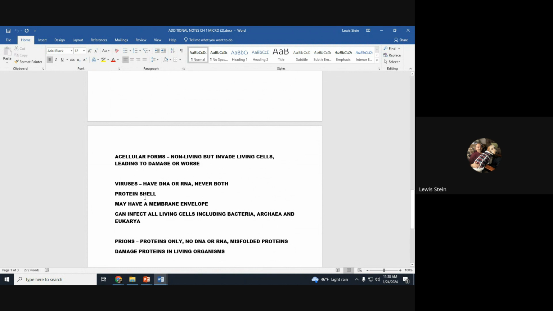So, a protein shell at the very least. We know now that they may or may not have a membranous envelope, very much a membrane like a cell does. A phospholipid bilayer. Not the same, but similar. Okay, and so another way that we classify them is, are they enveloped? Do they have a membranous envelope? And colloquially, we call them naked viruses if they do not.